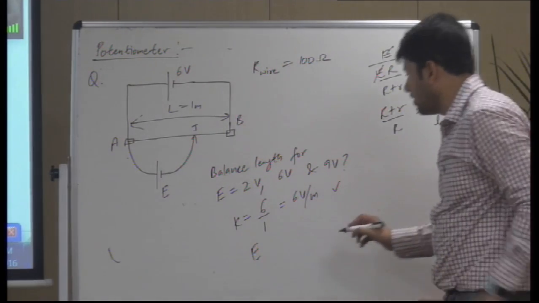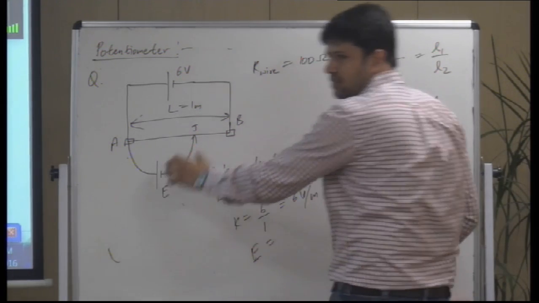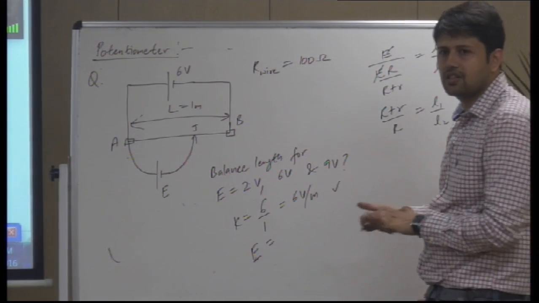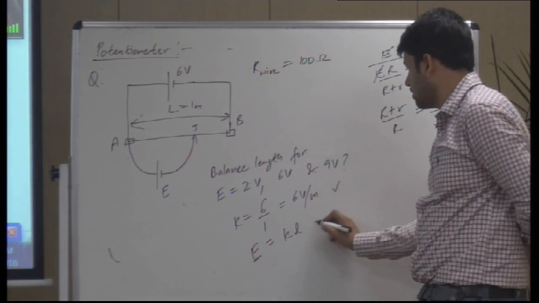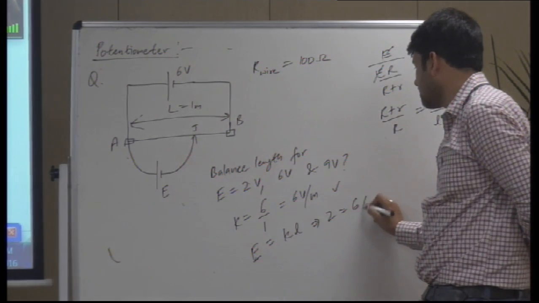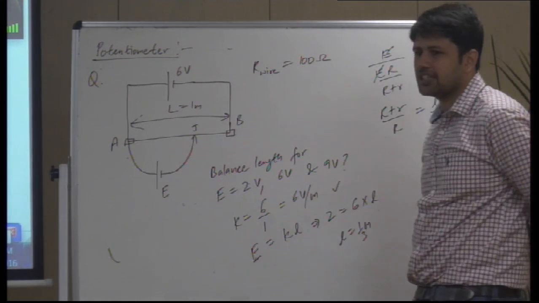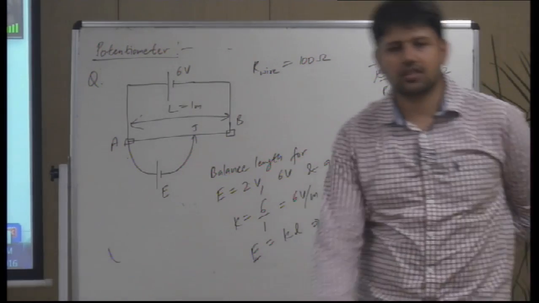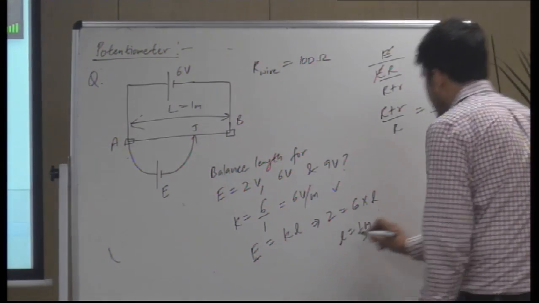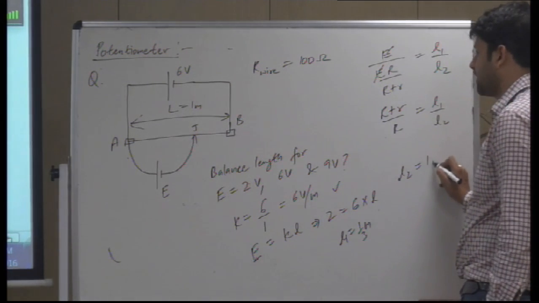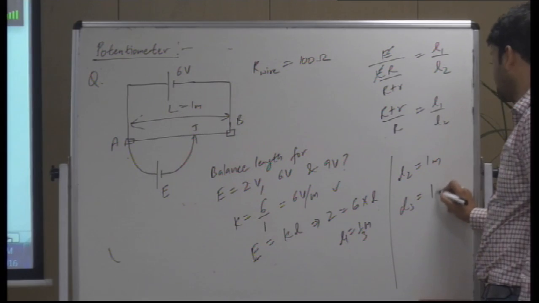So for any voltage connected on the secondary side, you can write this formula, E equals KL, straightforward. So this is 2, this is 6, this is L. L would be 1 by 3 meter. For the second case, L would be 1 meter, but what about the third case? This is L1. L2 would be 1 meter. L3 क्या आएगा? If you solve it, it is 1.5 meter.